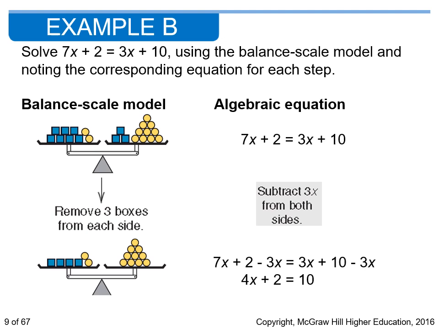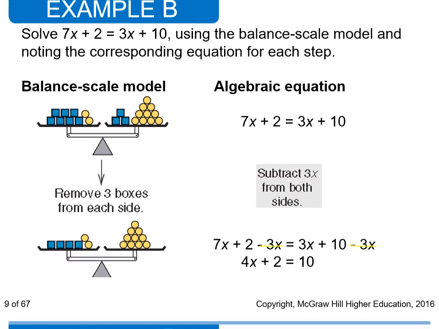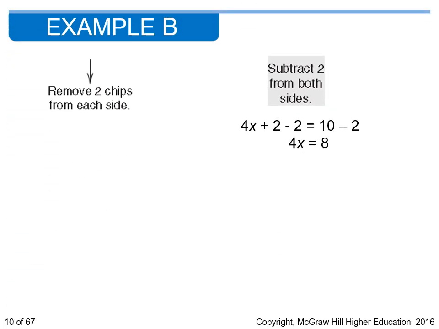First, I would remove 3 boxes because there are 3 boxes on the right side, and there's the balance that I would get. And algebraically, removing 3 boxes is subtracting 3x from both sides. That is here and here. And then if I simplify, I get 4x plus 2 equals 10, and you can see that on both models. The next thing I'm going to do is remove 2 chips from each side, or subtract 2, so that I have no more chips on the left side. And I have 8 chips, or 8, on the right.